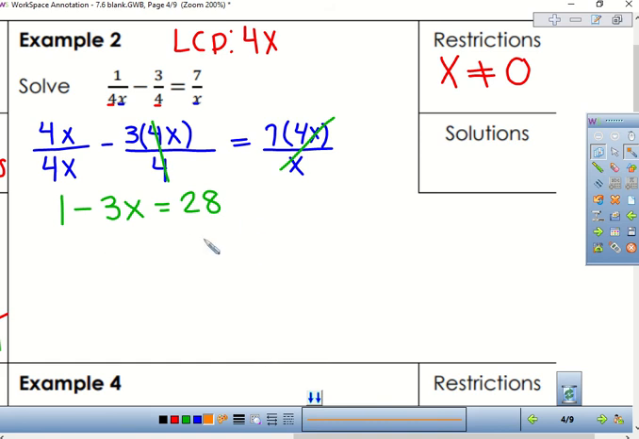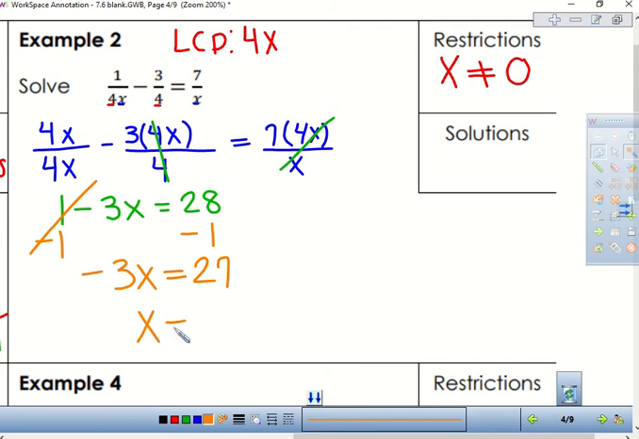So, how would I solve this from here? Good. Subtract 1 on both sides, which leaves me with negative 3x is equal to 27. And then we solve that by dividing, which gives me negative 9 as my x. Now, will this solution be rejected? No, why not? Good. It's not in the restrictions, which is what we want it to not be.